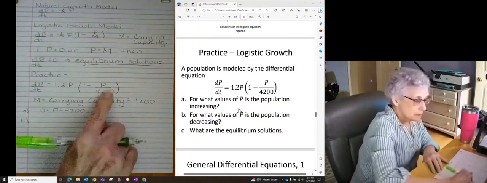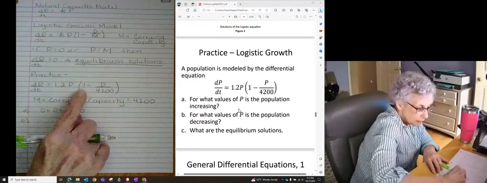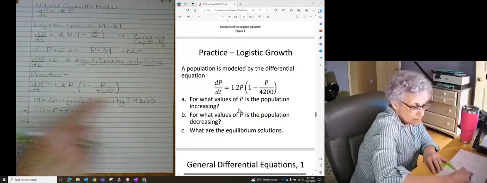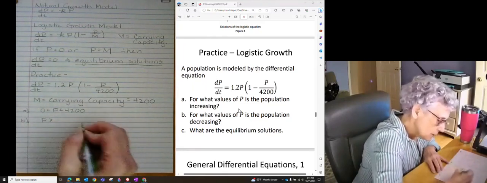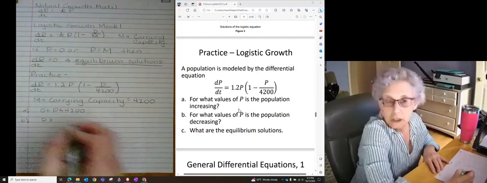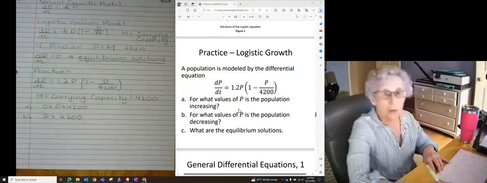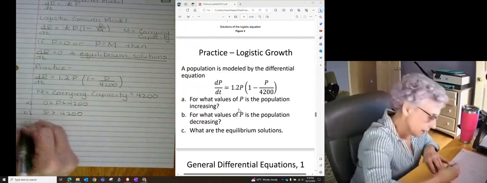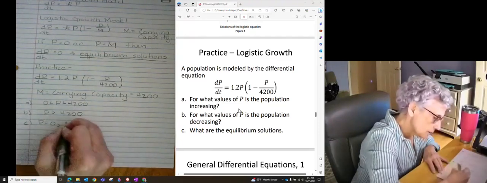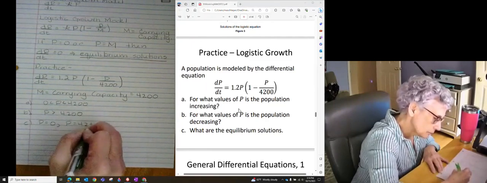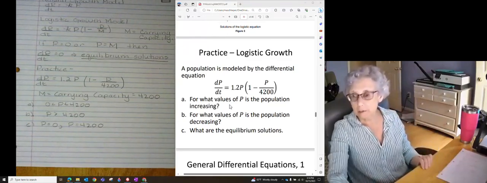If P is bigger than 4,200, then you would have something bigger than 1 here, so you would have 1 minus something bigger than 1, so your derivative would be negative. So your population is decreasing when it gets above 4,200. And the equilibrium solutions are 0 and 4,200. Yeah, it's that easy.